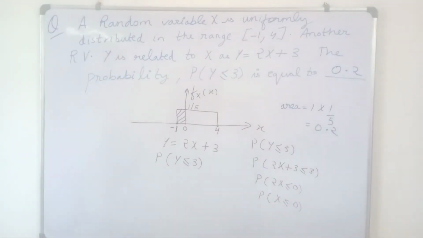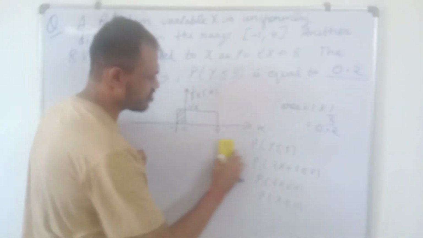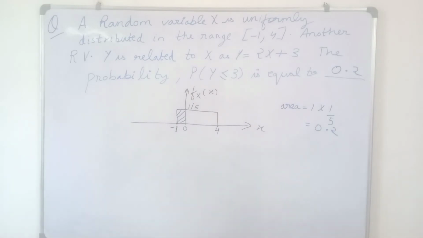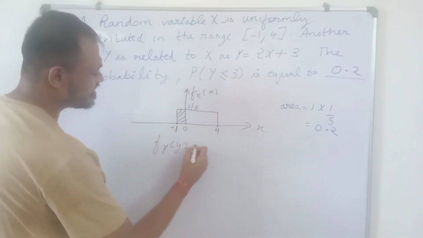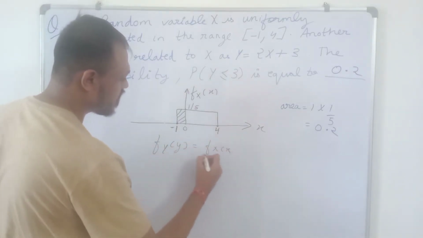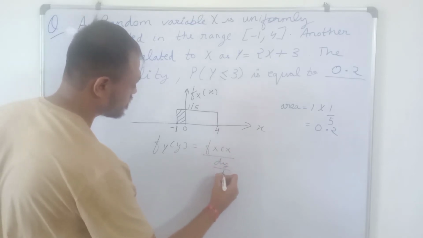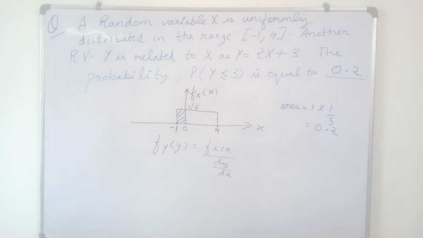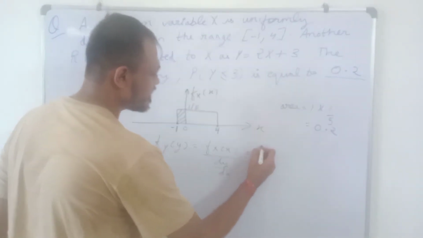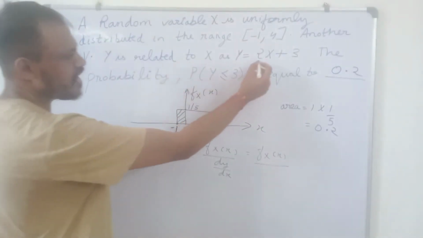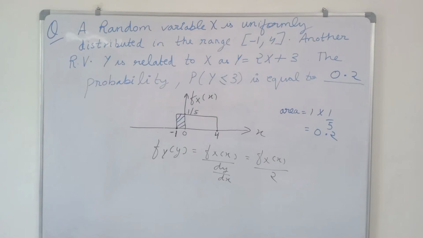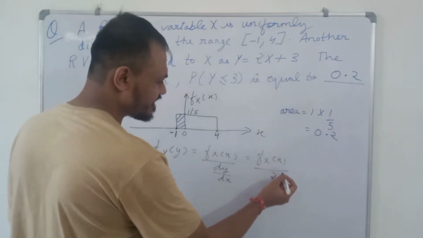Now we can use another method, that is finding the PDF of y. So the PDF of y will be given as fy of y is equal to fx of x upon dy by dx. Y is 2x plus 3, so dy by dx is 2. So we have found the density function of y is the density function of x upon 2.